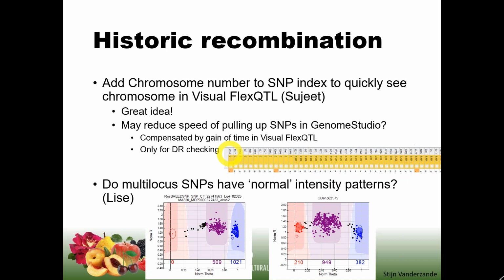You can work around it. So overall, I think it's a good idea to make it a bit more clear where you are on the chromosome level when looking for double recombination.